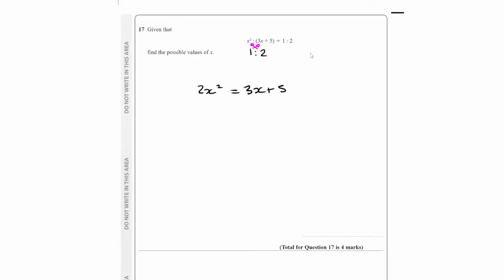Some people put it as, for example, x squared over 3x plus 5 would be the same, and then you just copy it. In that case, you would copy it straight across, so the 1 would relate to the x squared, and the 2 would relate to the 3x plus 5. Either of those, that's the same equation, isn't it?